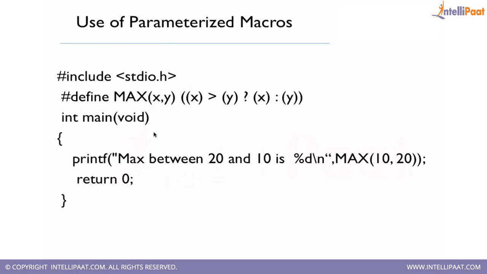For example, say we have a macro max of x, y, which gives the maximum between x and y. If x is greater than y, it will return x, otherwise it will return y. This is a very small macro, also called an inline function. Now, how can we use it in a program? Max between 20 and 10: just call max, give two values, 10 and 20, and it will return the result. We need not write a function for this.